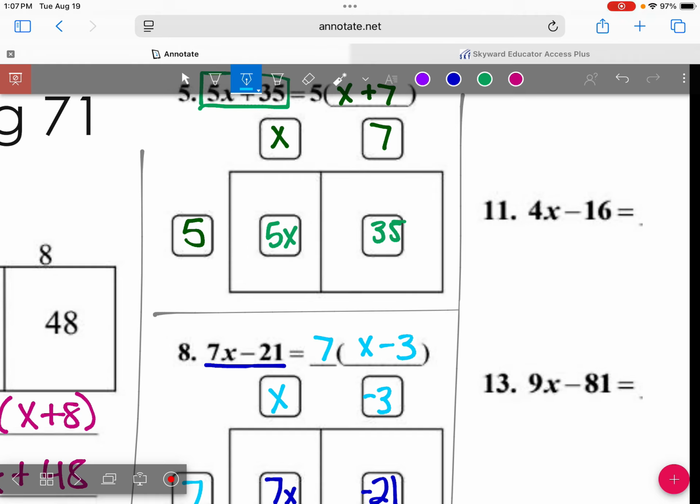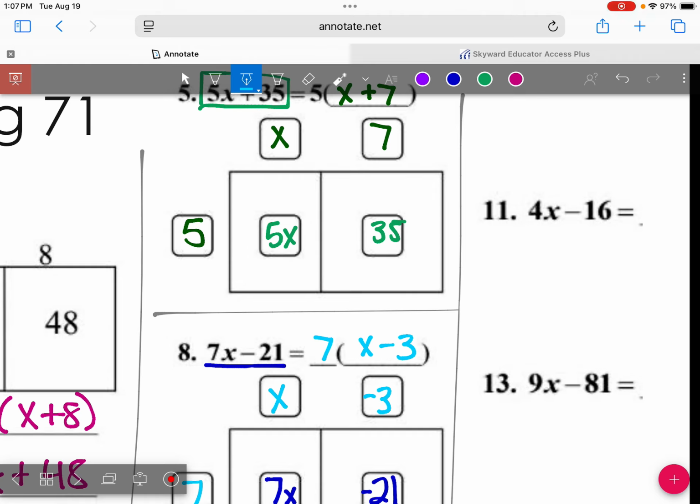What about number 13? We've got 9x minus 81. So what number are 9 and 81 divisible by? 9. I mean, technically they're both divisible by 3 as well, but it would just leave me with more pieces that I could factor out. So if I take 9 out, it's going to leave us with x minus what? 81 divided by 9 gives us another 9.